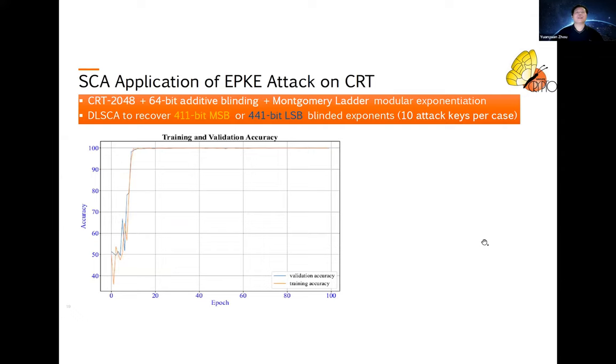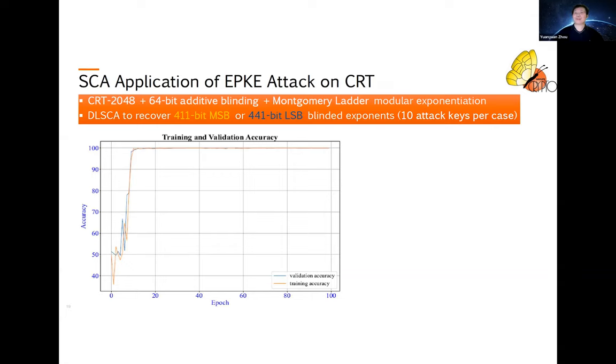So in this work, we consider a Montgomery ladder exponentiation on a secure microcontroller. The key length is 2048, and the additive blending factor is 64 bits long. And we use deep learning side channel attacks to recover 411 bits of the MSB or 441 bits of the LSB of the blended DP prime and DQ prime.